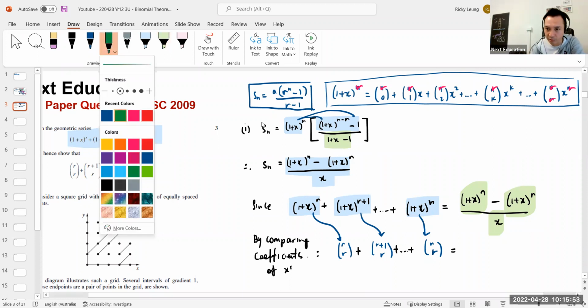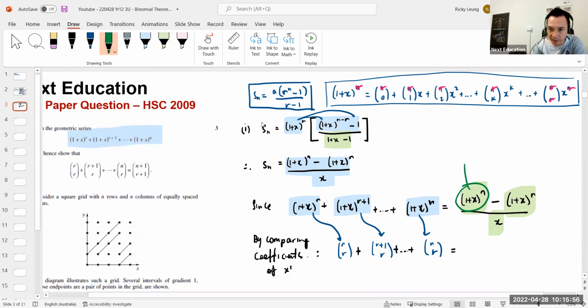Say, for example, this guy. This guy's going to be expanding to this, with the power of n. I needed to go nC0 plus nC1 x plus dot dot dot plus nCn x^n. Now, I know that r is somewhere in between here, but that's not the one I want. The one that I want is nC(r+1), right?